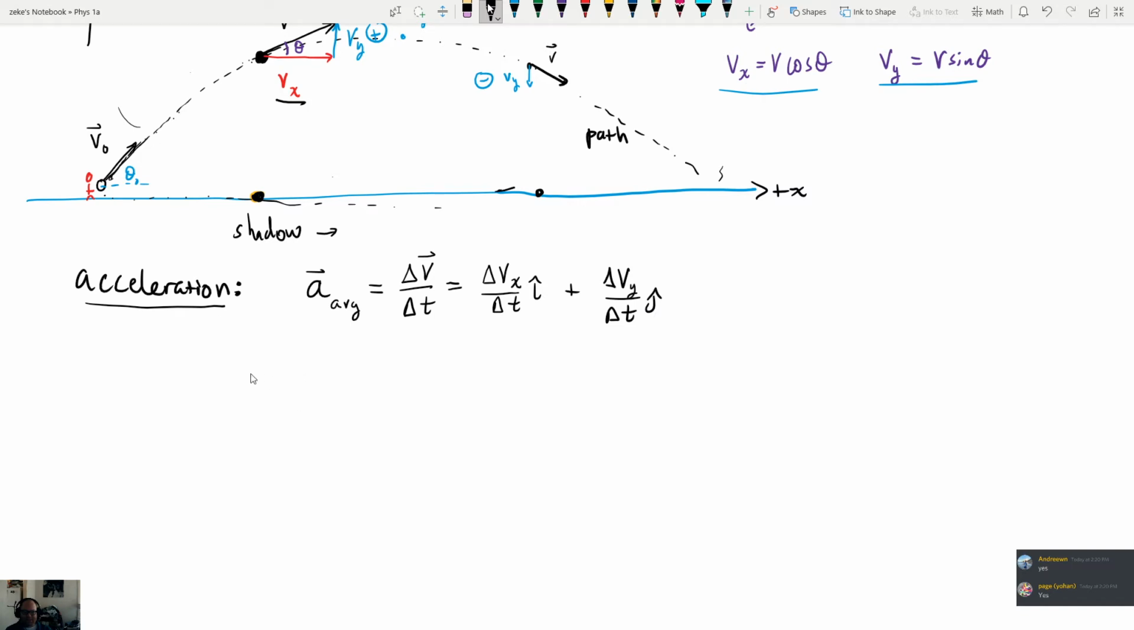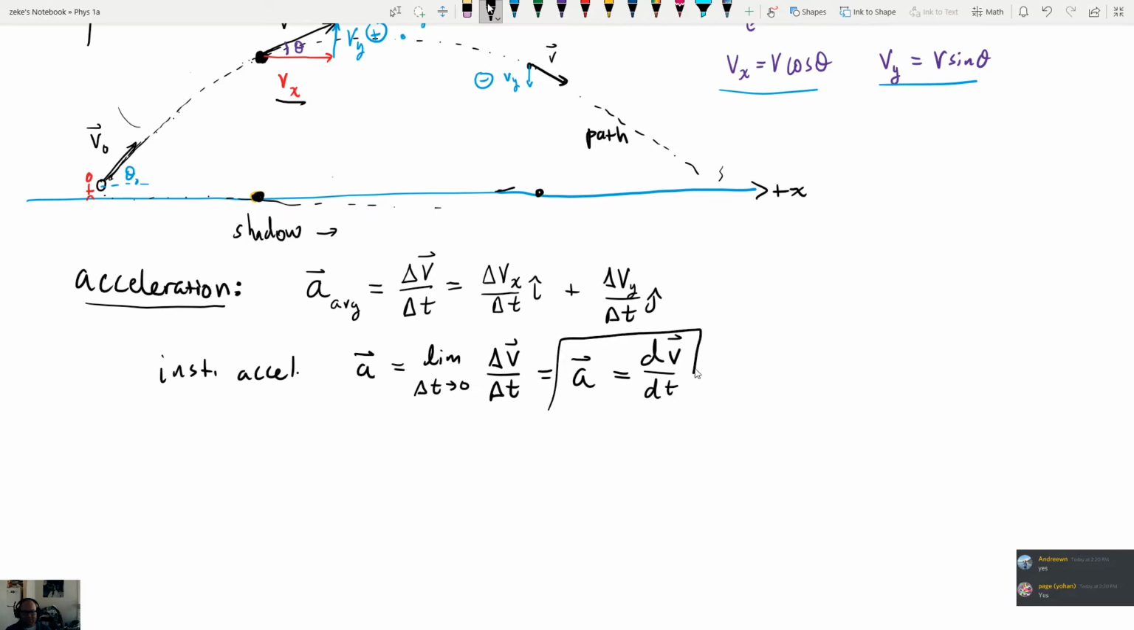plus delta v sub y over delta t times j hat. And then we can employ the same trick that we did before to say that if I want to find the instantaneous acceleration, we just say a is equal to the limit as delta t goes to 0 of this expression. And of course, this is just the derivative. So instantaneous acceleration is given as the time derivative of the velocity vector with respect to time. So that's our definition of instantaneous acceleration.